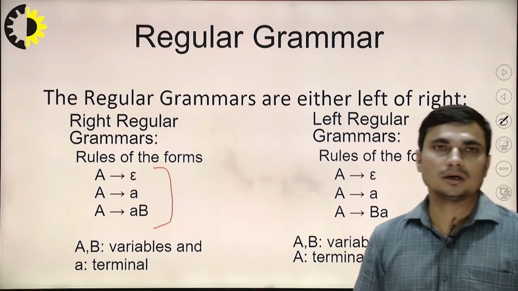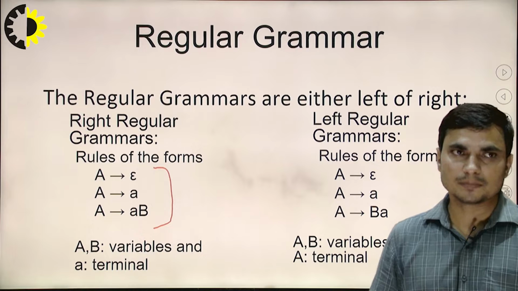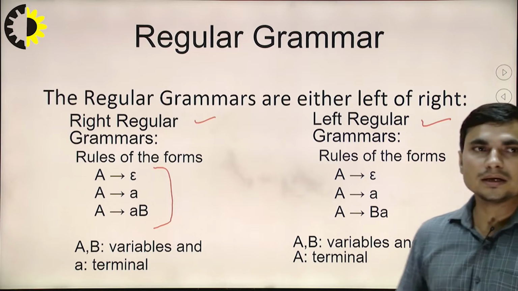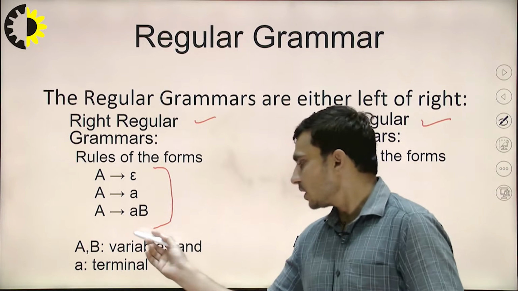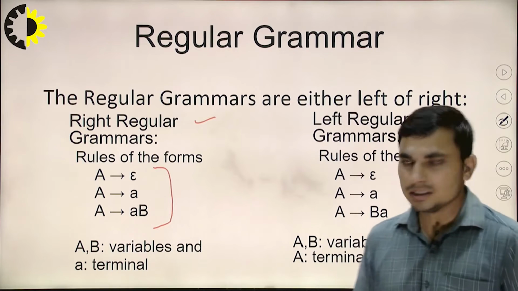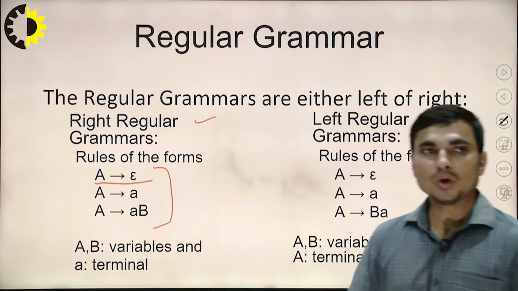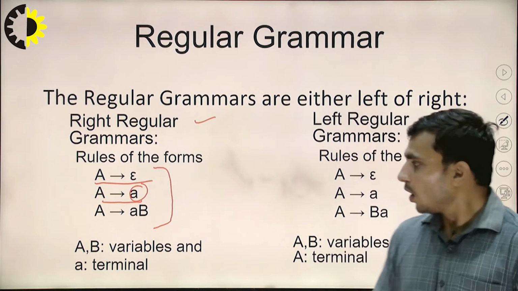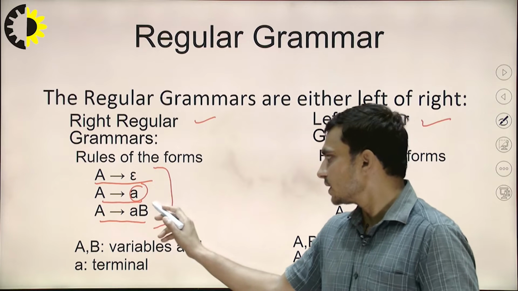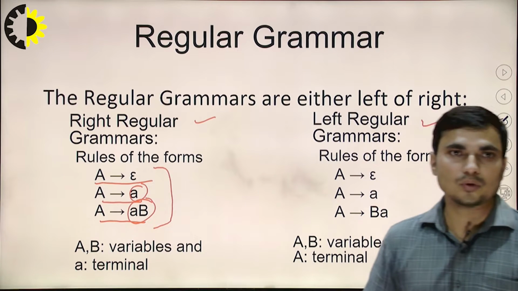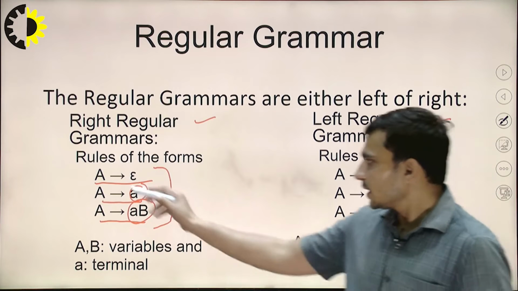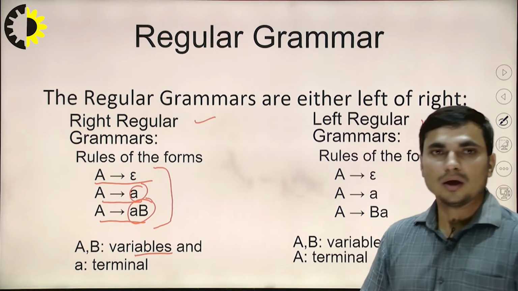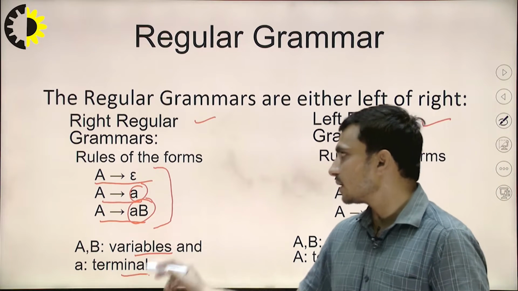There are certain types of rules we can have in a regular grammar, and generally regular grammars are represented in 2 ways. The first one is right regular grammar and the second one is left regular grammar. In right regular grammar, in the production rules, either we will have a null production, or a production in which the right hand side has only a single terminal, or a single terminal followed by a non-terminal. Here A and B are the non-terminals, or variables, where small a is a terminal.